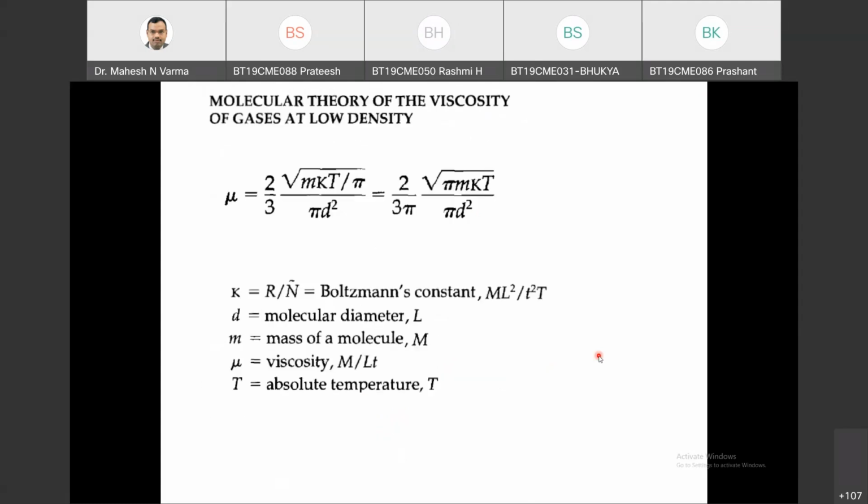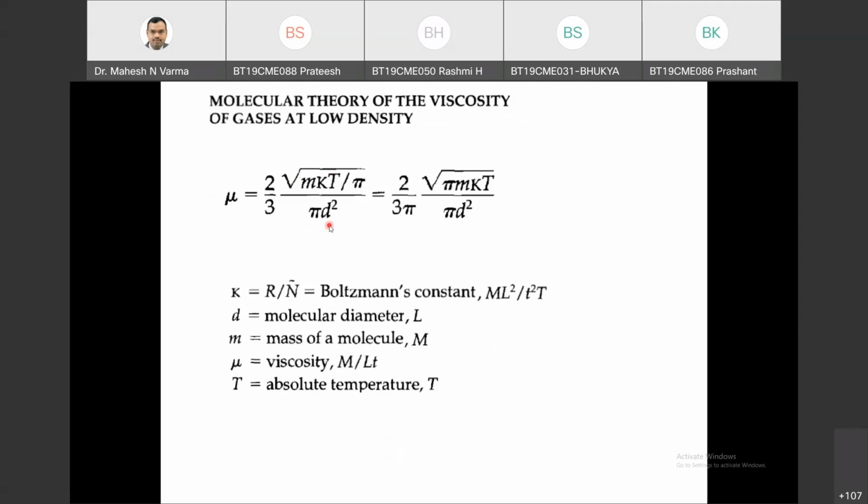Okay, now this is the molecular theory of viscosity of gases at low density. This is the equation which is derived using kinetic theory of gases. So, most importantly, the assumption.